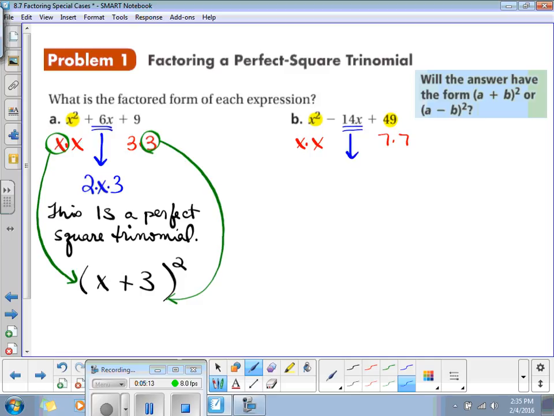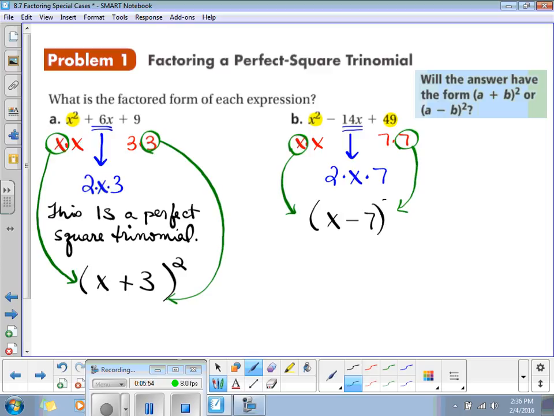So we want to take 2 times one factor from the first term and one from the second. So 2 times x times 7 is 14x. So again, this is a perfect square trinomial. Now, you will take one factor from the first term, one factor from the second term, and then you will write your binomial. So we have x, and because it's a subtraction in the trinomial, it's a minus 7 quantity squared. And there's your binomials.